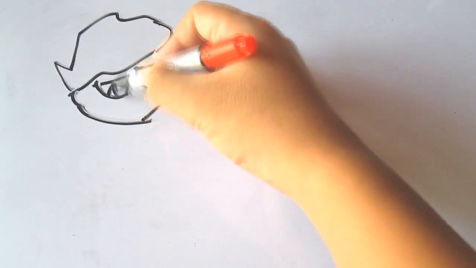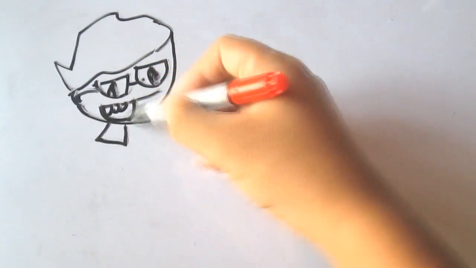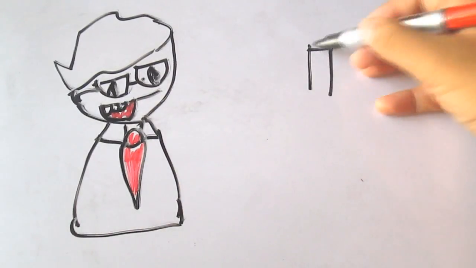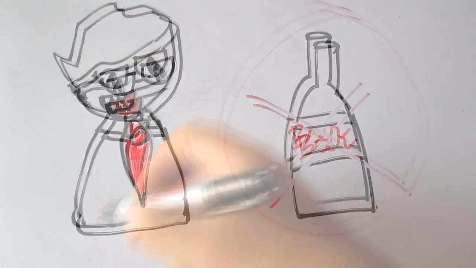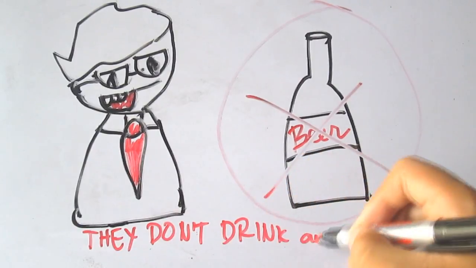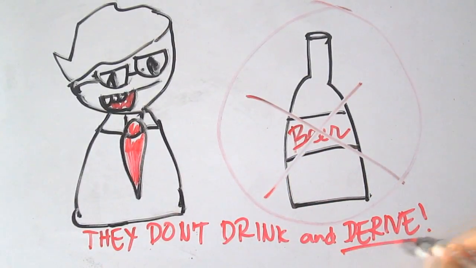Hello there! Why is it that in a party of mathematicians, beers are not allowed? Because they don't drink and derive.